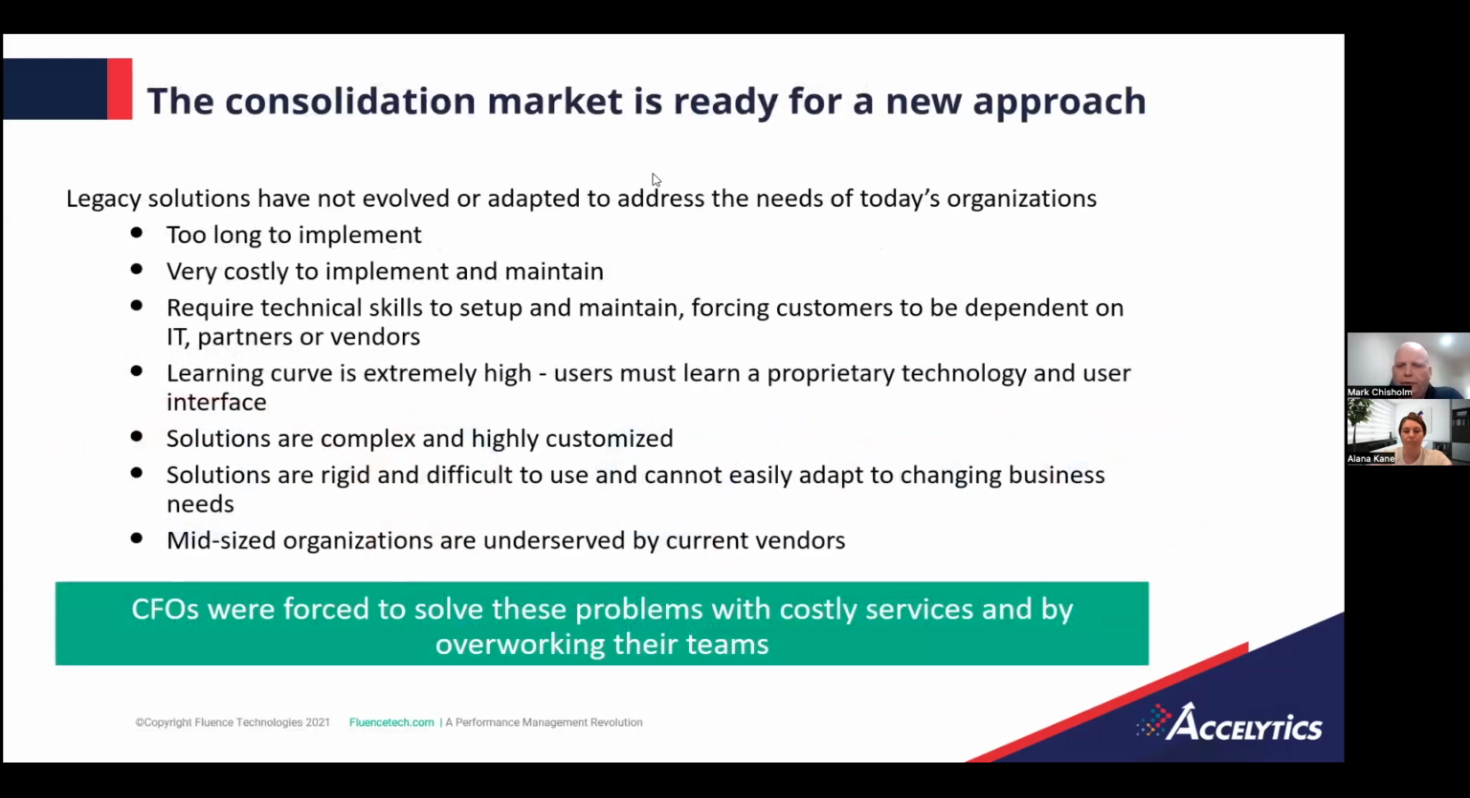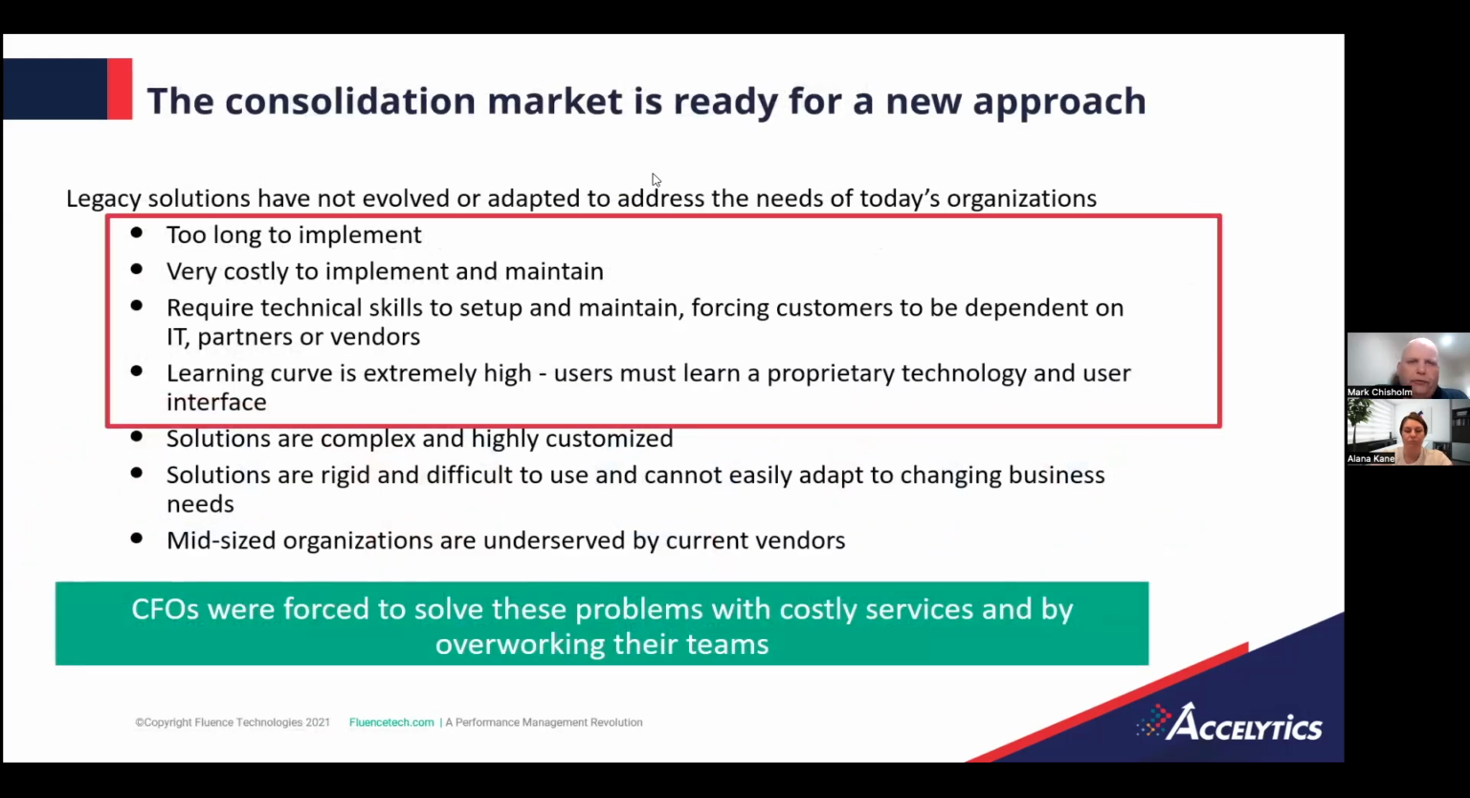Some other things too is that the Fluence Anaplan-Fluence offering really overcomes a lot of these challenges, right? So some of these legacy solutions, because they're more technical, were too long to implement, and very costly as a result of that. And it required technical skills to implement and maintain going forward, really forcing customers to be dependent upon IT or external consultants to be able to do that.